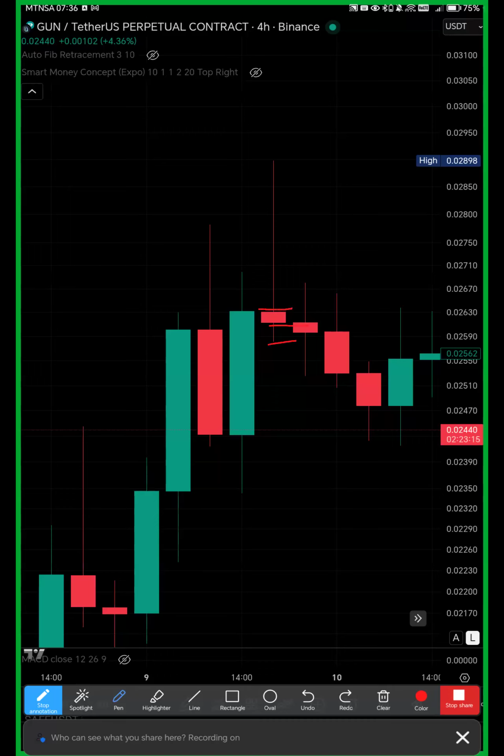Where did the price close? It closed here. It opened here. It went down to this level. Then it also closed here because this is a red candle. Red candles, they close below. They don't close on top. They close below. So it opened here. It went this low and it went back and closed there.